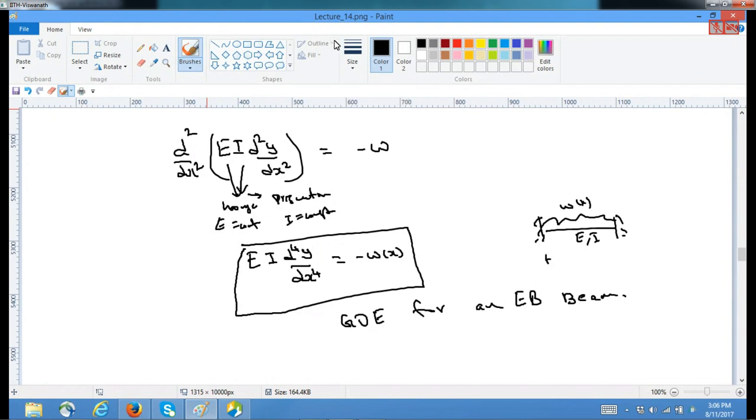So if you have any questions, please let me know, because this governing differential equation is important for us to solve in the subsequent things in the finite element sense. At this given point, I will stop and check if you have any questions.